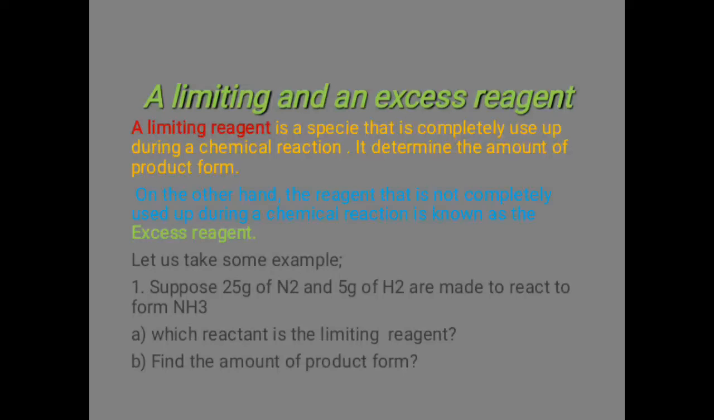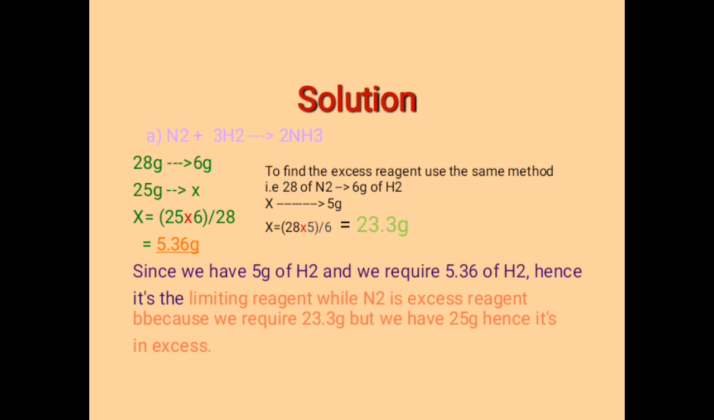Number one, suppose 25 grams of nitrogen and 5 grams of hydrogen are made to react to form ammonia. Which reactant is the limiting reagent? Find the amount of product formed. Let's look at the solution.